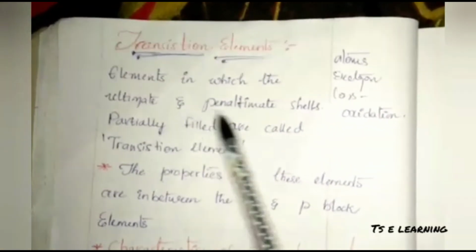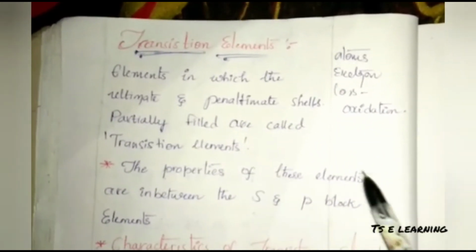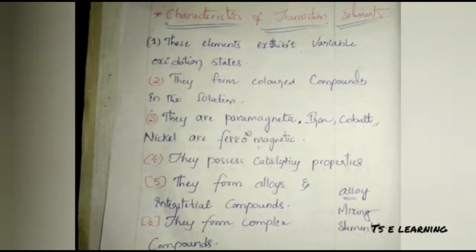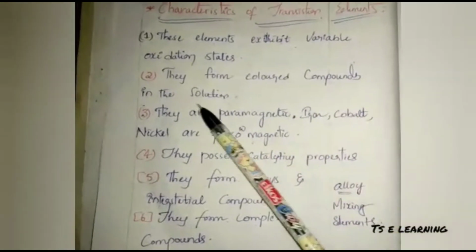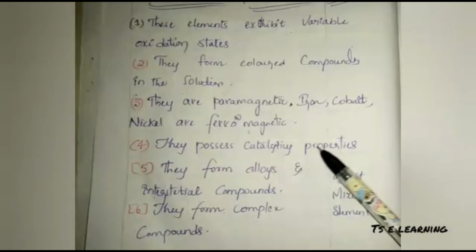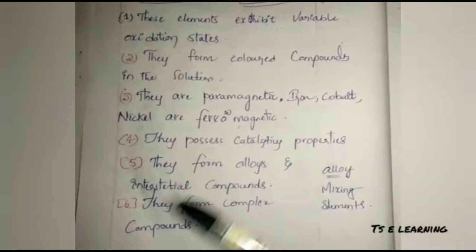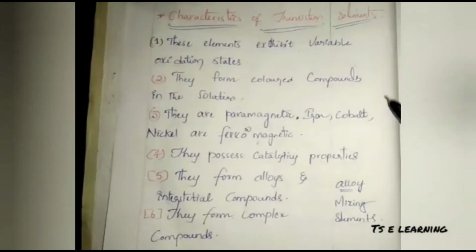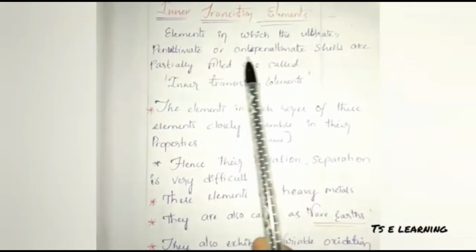Transition elements: elements in which the ultimate and penultimate shells are partially filled are called transition elements. Properties of these elements are in between s and p block elements. There are some characteristics of transition elements. They exhibit various oxidation states and form colored compounds in solution. They are paramagnetic; iron, cobalt, nickel are ferromagnetic. They possess catalytic properties. They form alloys, interstitial compounds and complex compounds. Some of you asked for more information, so that's why I searched on the net and am giving it to you. Thank you for the suggestion.